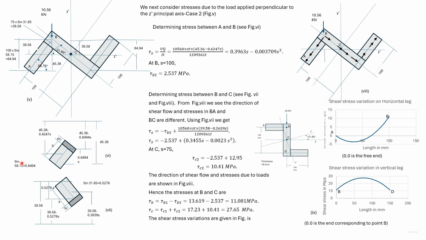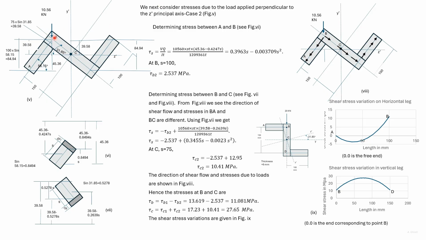Then, since the sine of this angle is 0.8494, this vertical distance is 0.8494 s. We now find the distance of this neutral axis from the point A. AB is 100 millimeter, so this distance is 100 into sine of this angle, it is 84.94.